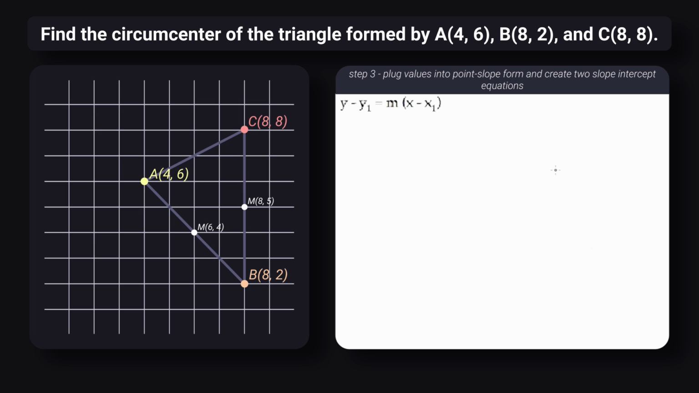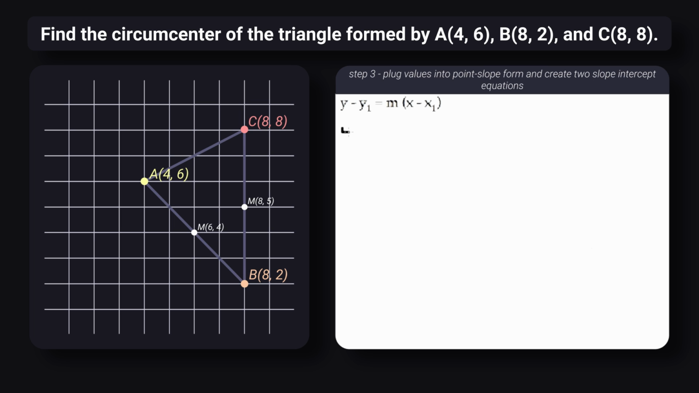Alright, so for this next step, we're going to be plugging the values of our midpoint coordinates and the slope for each of our sides that we've done so far into point slope form right here. And in case you don't know, this will convert into a slope intercept form, which will give us an equation to work with. So let's go ahead and plug in our values here.